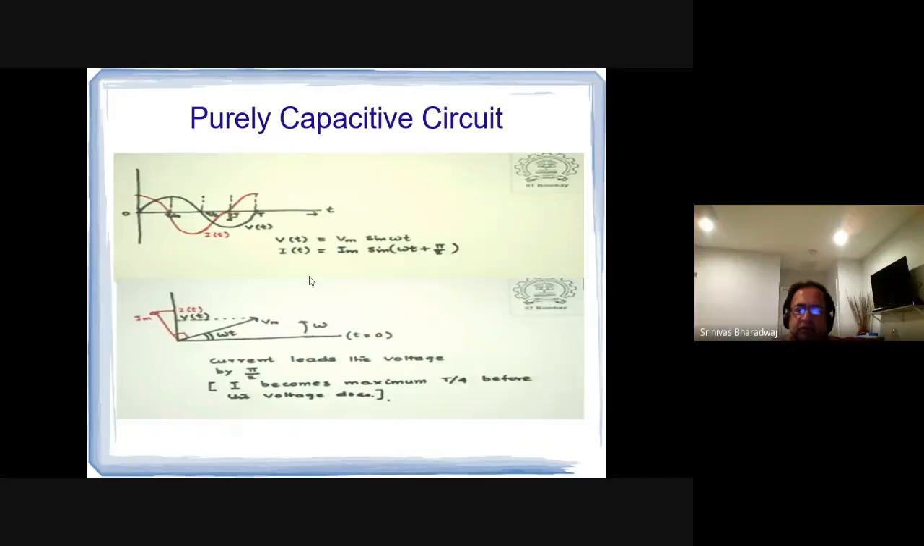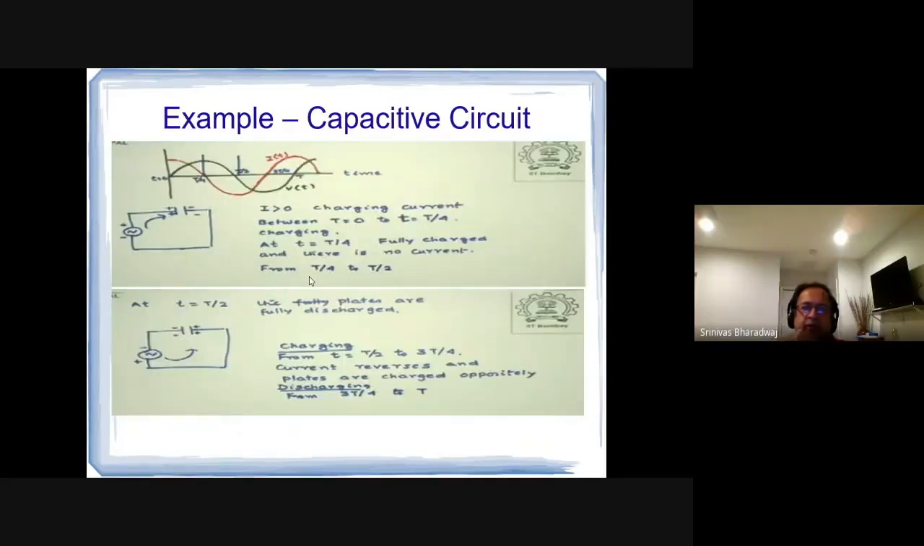Okay, then there's this idea of the phase shift, right? So now from t equals 0 to t equals T by 4, the capacitor is charging. At t equals T by 4, when one quarter of the cycle has passed, the capacitor is fully charged and there is no current. Okay, so the derivative becomes 0. The C times dV by dt becomes 0, right? Because V peaks, the sinusoid V peaks. This hits 0, right?